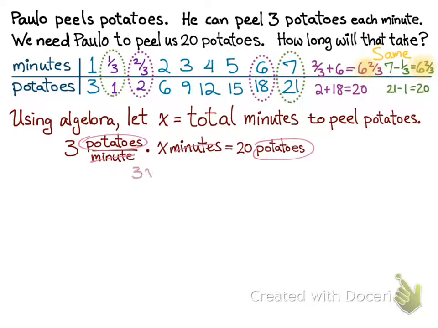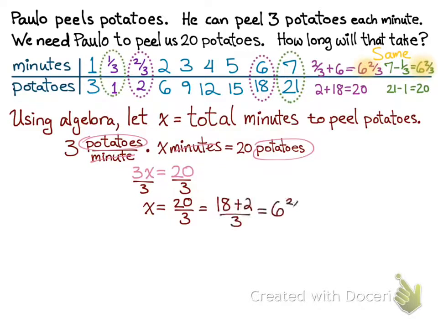We can write this more simply as just 3x equals 20, and then divide both sides by 3, and we see x is equal to 20/3. Simplifying that into a mixed number, we get 6 2/3, which is the same answer that we got before.